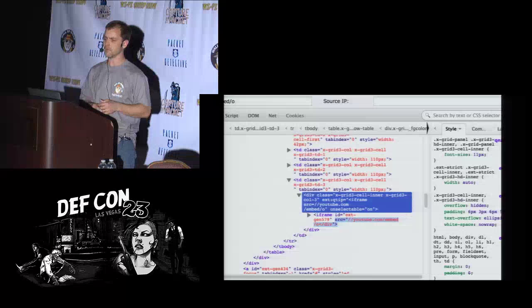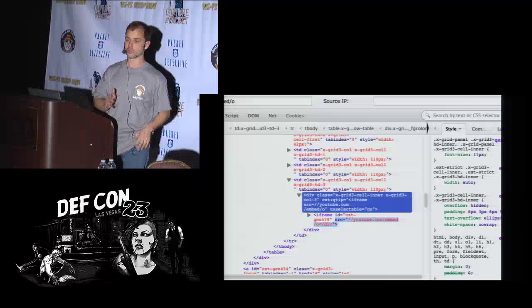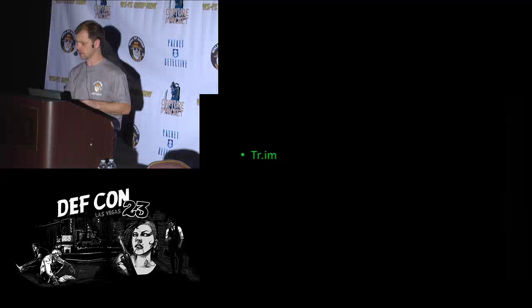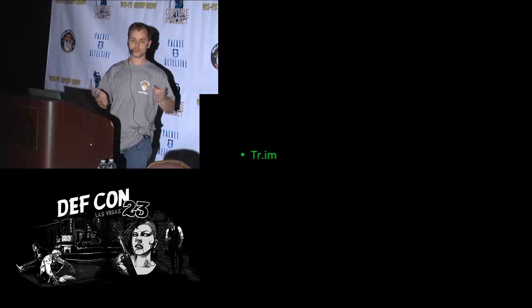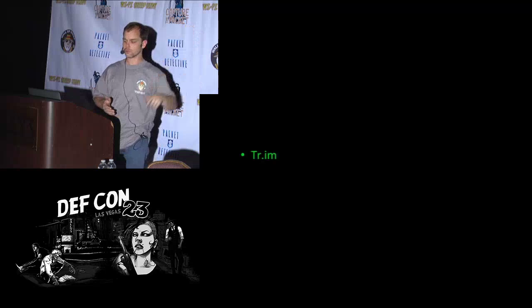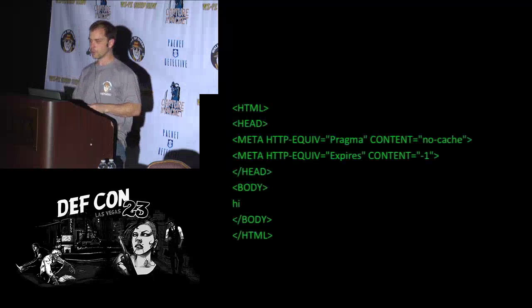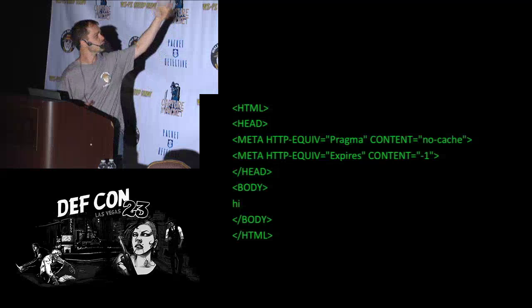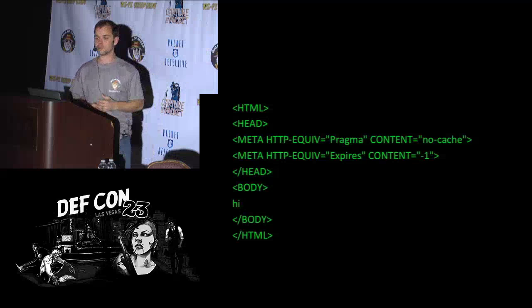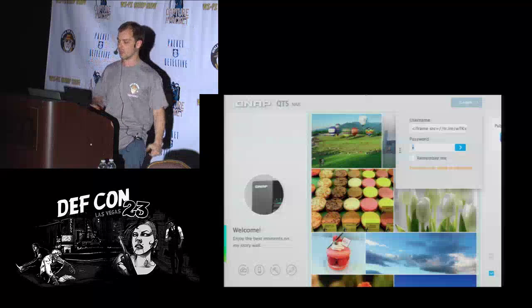So I said, how can I defeat 30 characters and get a good cross-site scripting attack in there? Why not a URL forwarder, one of these little URL shorteners? So I went over to Trim, and I pointed Trim to one of my own websites. Here's a very, very simple page, and all it's going to do is display hi.